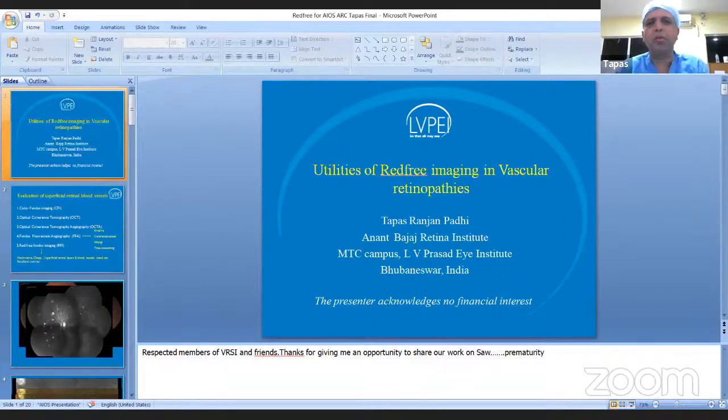Evaluation of the superficial retinal blood vessels can be done in various ways, ranging from color fundus imaging, optical coherence tomography angiography, fundus fluorescein angiogram, to red-free fundus imaging. Now, fundus fluorescein angiogram, in addition to showing the blood vessels, gives an idea of the dynamic properties of the blood vessels, which we usually don't get in other modalities. However, it has its limitations.